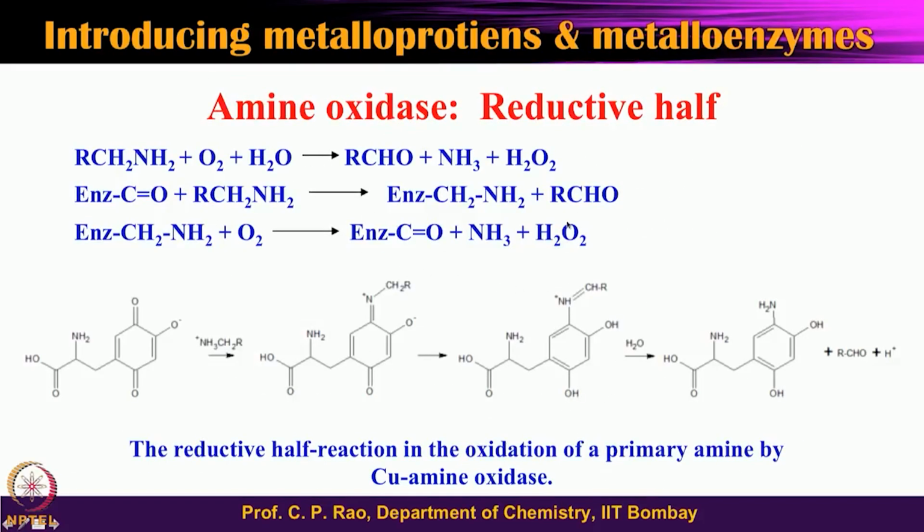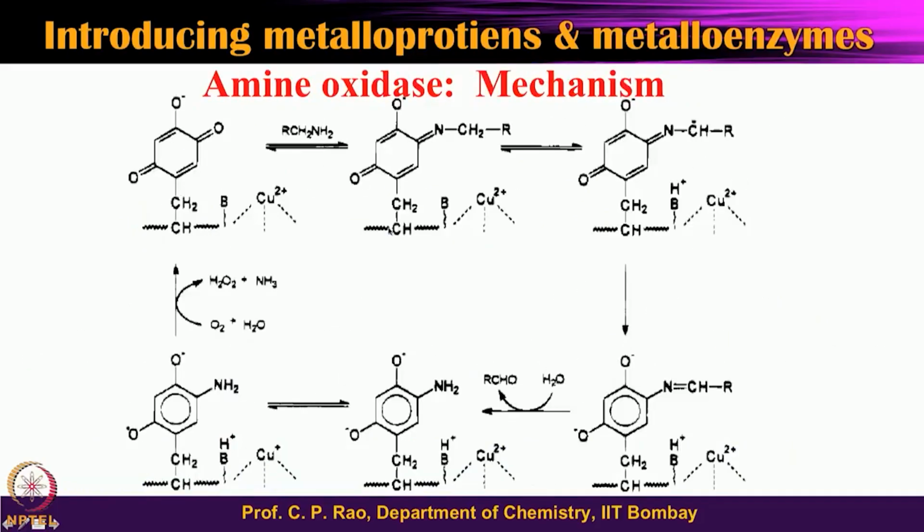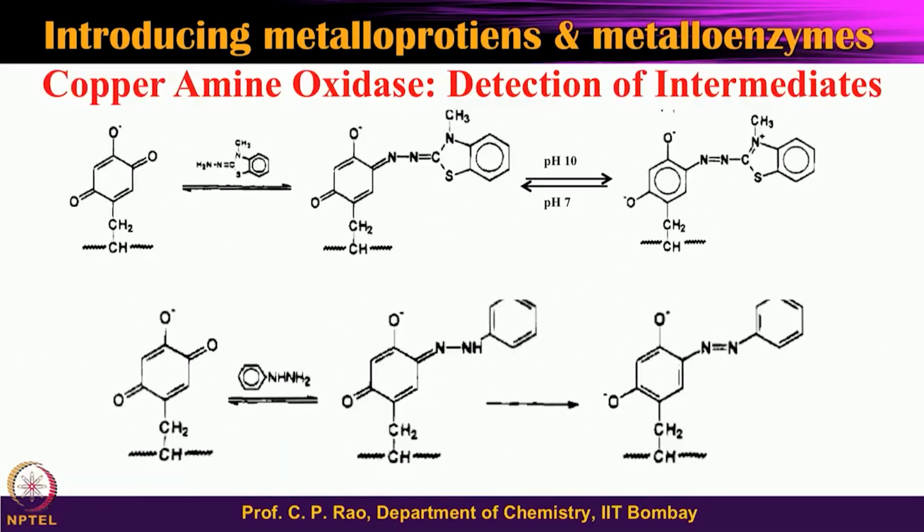So, what you get? You get in one stage aldehyde, in the second stage you get the ammonia, hydrogen peroxide plus the enzyme in the oxidized form. So, this is one which is in the process of type 2. Let us just begin with the type 3 before we conclude.